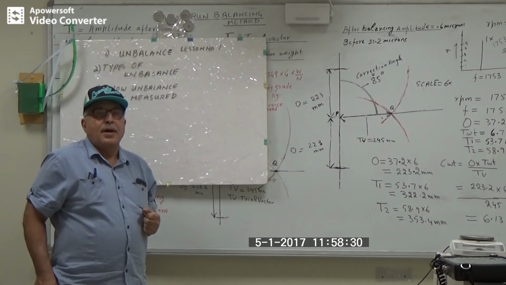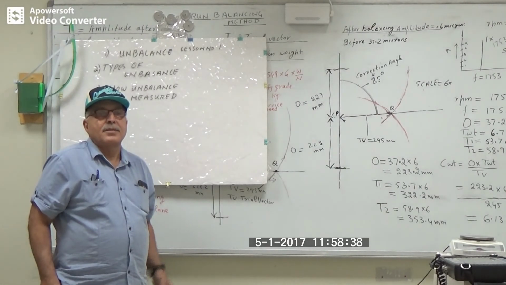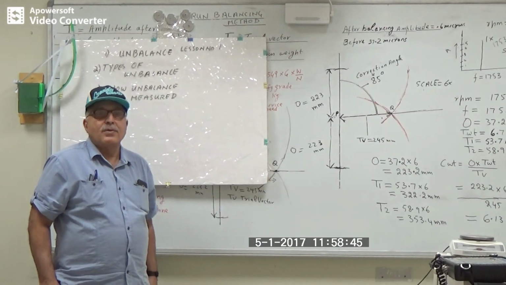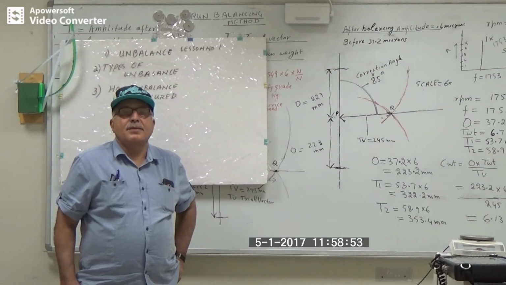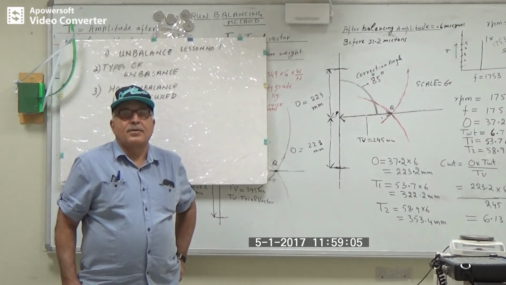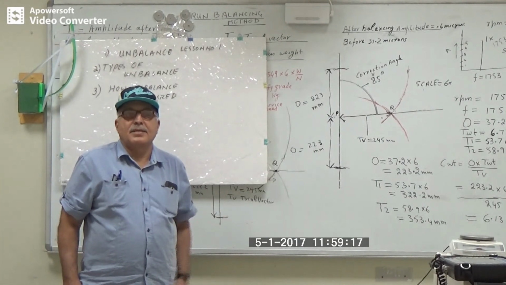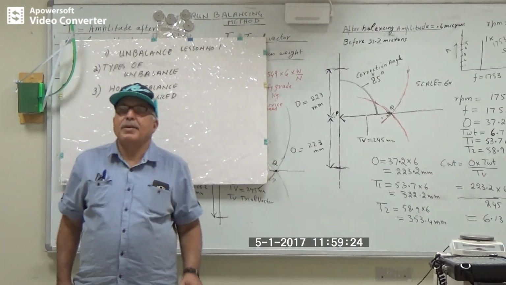Now, unbalance is measured by multiplying the unbalanced mass with its distance from the rotating center. Now, if the mass is 5 grams and its distance is 10 centimeter from the rotating center, then amount of unbalance is 50 gram centimeter. Or otherwise, if the mass is 10 gram and its distance is 5 centimeter from the rotating center, again the unbalance will be same, 50 gram centimeter. Now, amount of unbalance remains same.